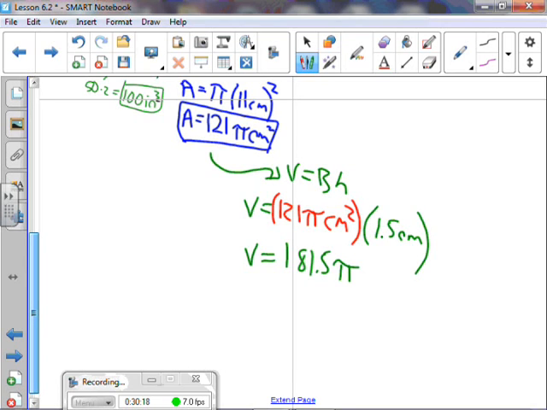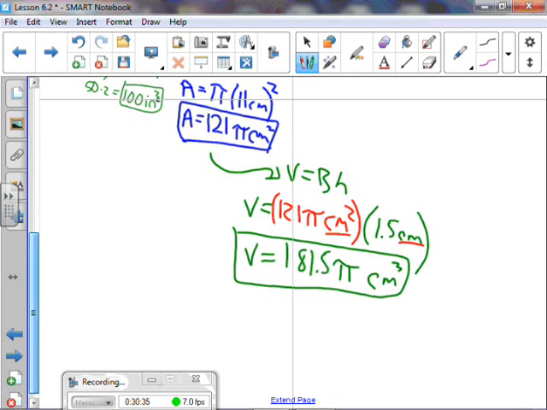And then don't forget your units. We had 2 centimeters times centimeters here, and then another centimeter there. So there are actually 3 in total. And besides that, you know we're measuring volume, so it must be centimeters cubed. That is my perfect volume.